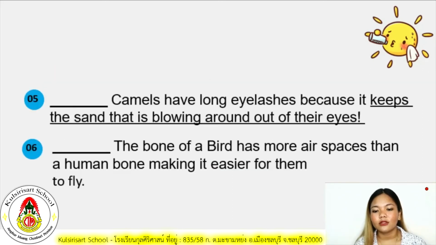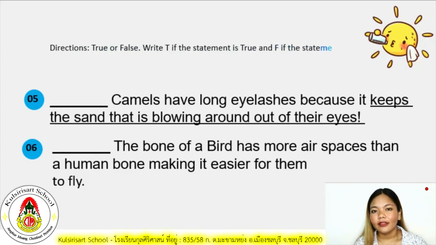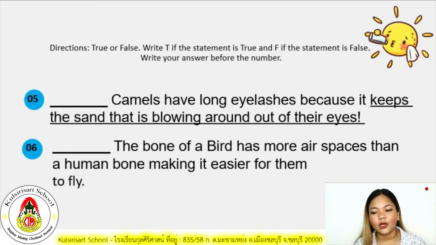Okay, now let's proceed to number 5. For number 5 to number 10, it's true or false. Write T if the statement is true and write F if the statement is false. Now let's start with number 5. Camels have long eyelashes because it keeps the sand that is blowing around out of their eyes.